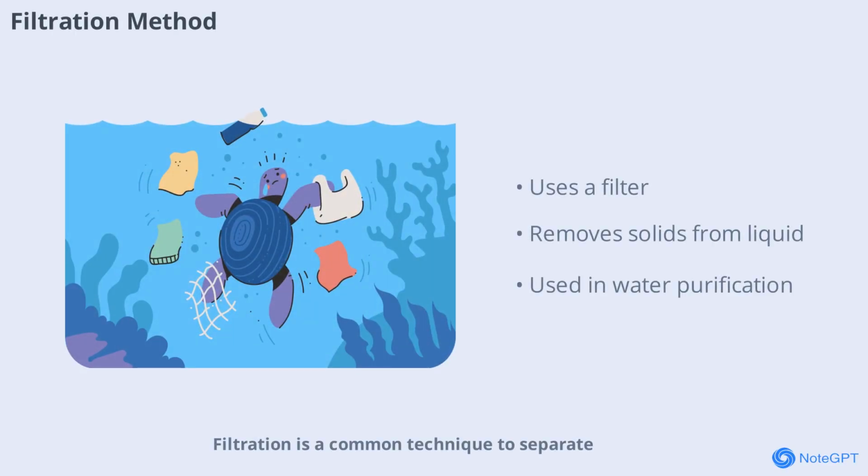Filtration is a common technique to separate insoluble solids from liquids using a filter. The filter allows only the liquid to pass through, trapping the solid particles. This method is used in making tea, where tea leaves are separated from the liquid, and in water purification plants to remove impurities. Filtration ensures that we get clean, safe liquids for drinking and other uses.